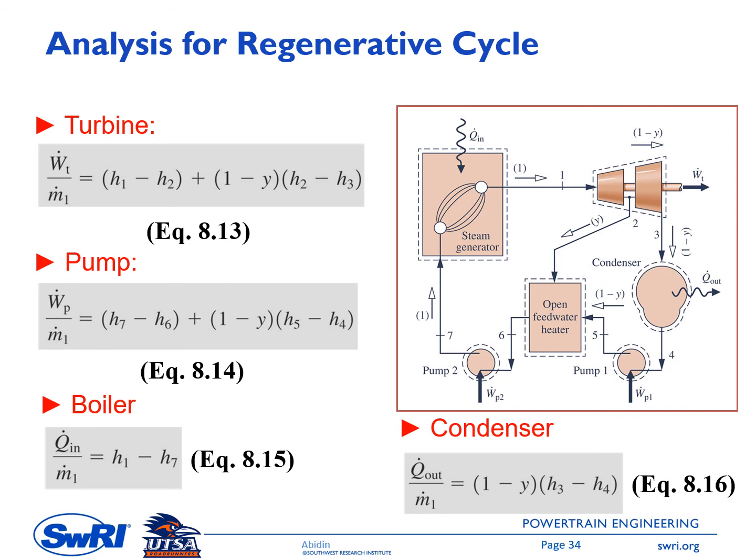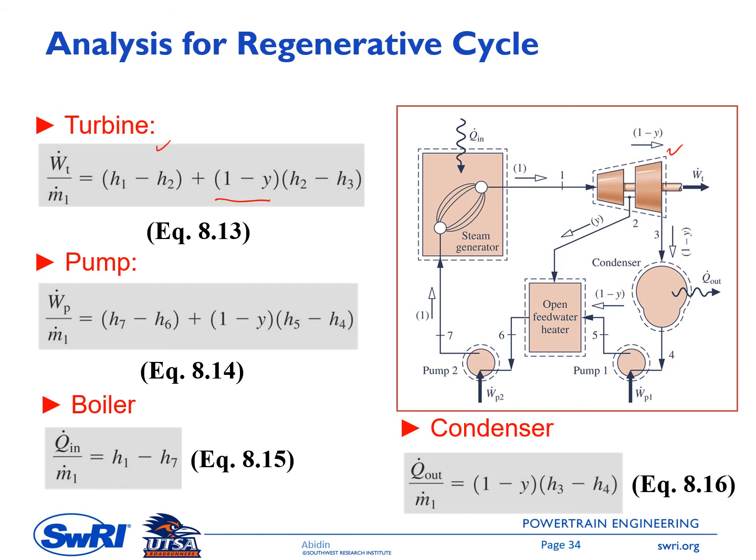Further analysis of this regenerative cycle: the turbine power is from both stage turbines. The first stage is m1 times (h1 minus h2), and then the second stage turbine is m1 times (1 minus y) times (h2 minus h3). And then we have two pumps, okay.